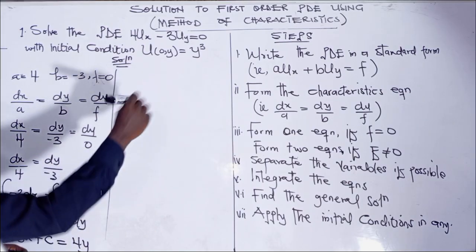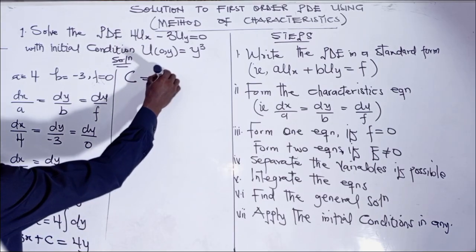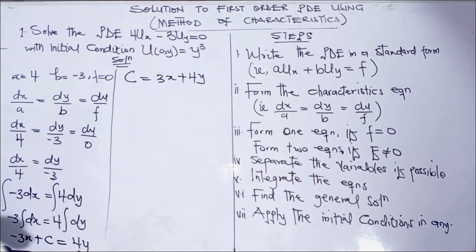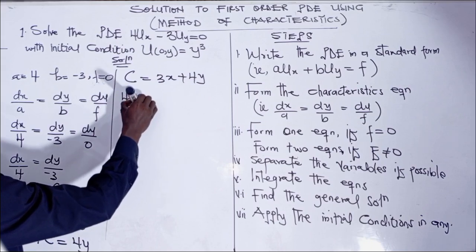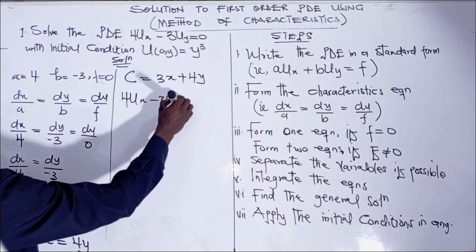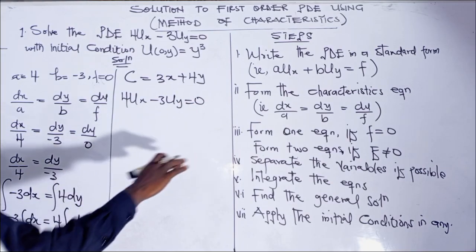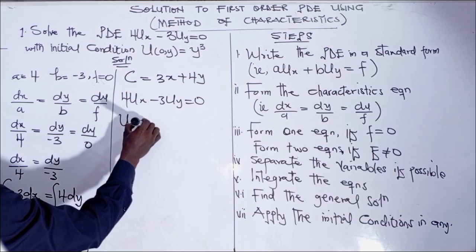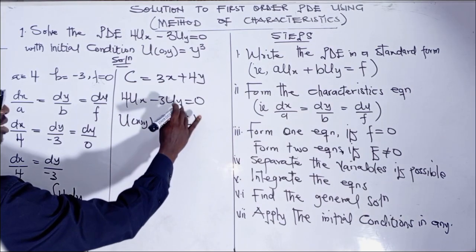So from here, let's make the constant the subject. So we have our constant is equal to 3x plus 4y. So this is what we are having now. Now since the equation 4ux minus 3uy is equal to 0, the solution to this is a function of the constant. So the solution to this becomes u of xy is equal to a function of the constant.